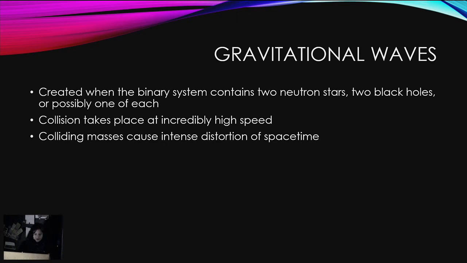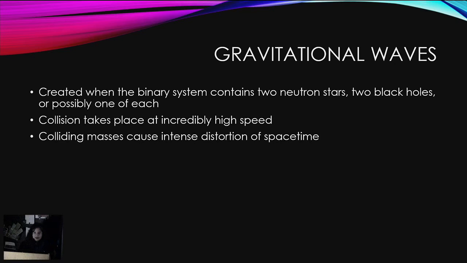So, when you have two objects this massive, two neutron stars or two black holes, which also have a lot of gravity, or even maybe one of each, when they collide, that causes intense distortion of space-time, because as Einstein theorized, gravity is really just ripples and distortions in the fabric of space-time. And so that's how you can get waves.